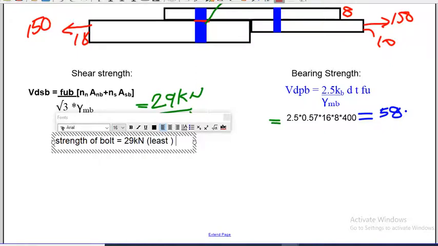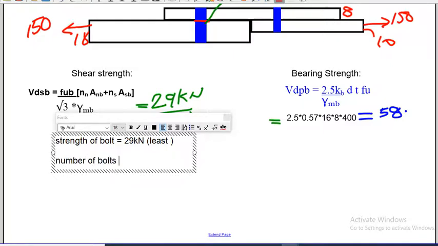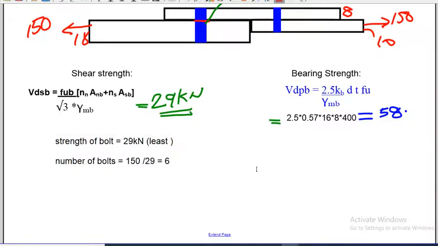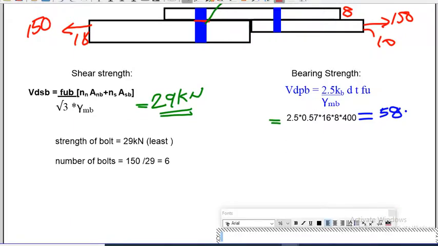Now we need to find out the number of bolts, which is the same as in the previous case: 150 divided by 29. It comes to approximately 6 bolts, as in the previous one.